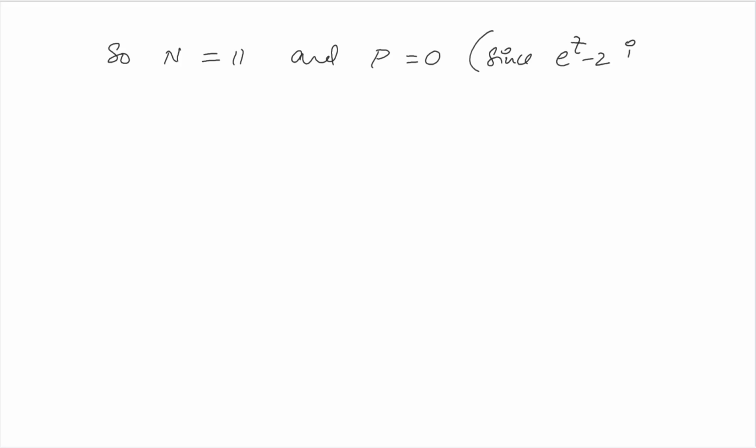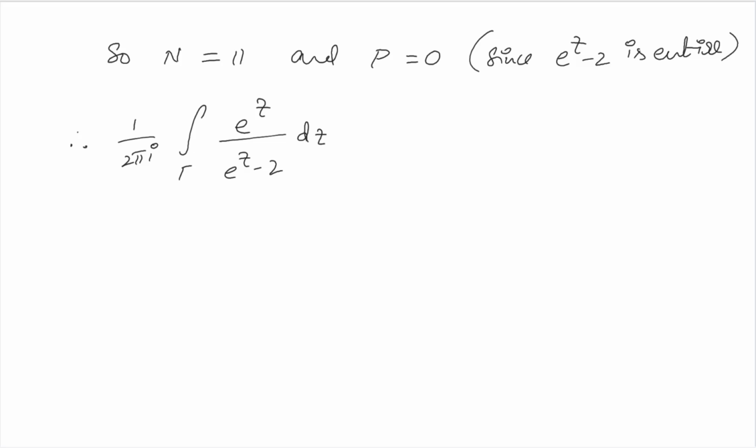since e to the power of z minus 2 is entire. Therefore, the integration of e to the power of z divided by e to the power of z minus 2 dz over the closed curve gamma is given as n minus p, which is nothing but 11, where 11 is the number of zeros of the function e to the power of z minus 2 inside the curve gamma, which is by the argument principle. Thank you.